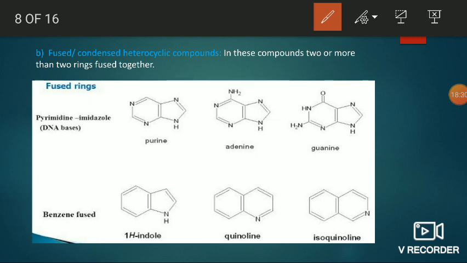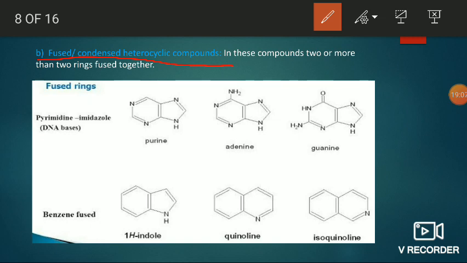heterocyclic compounds are classified into two types based on two parameters. The first parameter is based on the ring structure or number of rings. Based on the ring structure, they are classified into two types. One is monocyclic compounds or simple heterocyclic compounds. The second one is fused or condensed heterocyclic compounds.